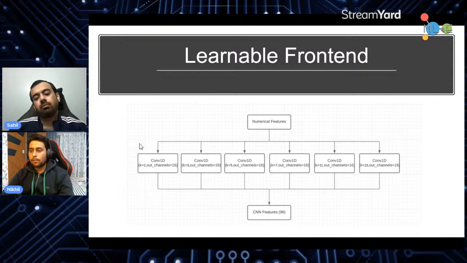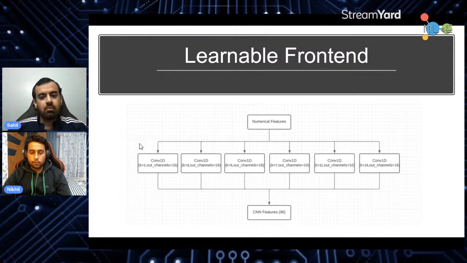So this helps us capture both nearby information and information which was far away from the current sequence point, right? And then we had out channels, which is basically the number of filters, or the number of different combinations you are learning, right? So this was the learnable front end. This gave us a total of 96 features from CNN.